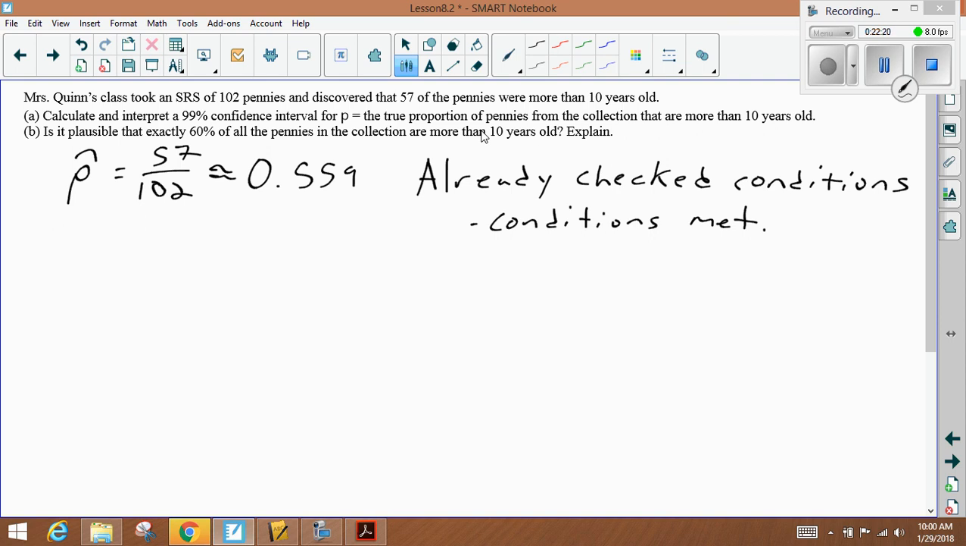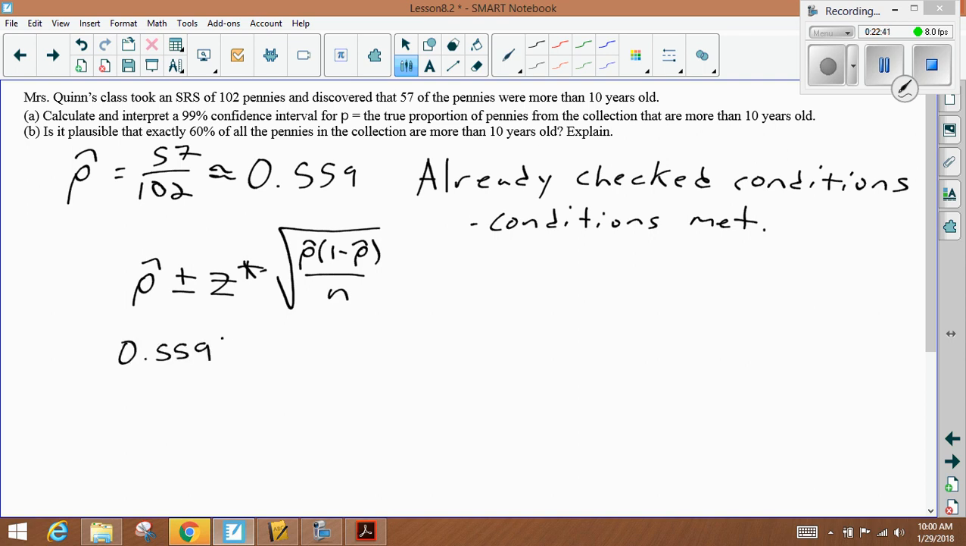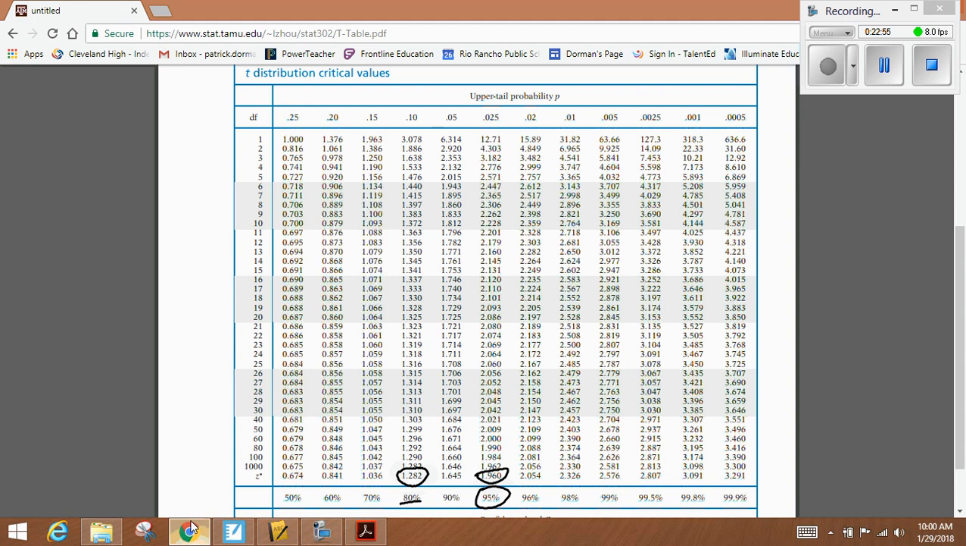All right, so let's go ahead and do this. We want p hat plus or minus z star times the square root of p hat times 1 minus p hat, over n. Let's construct this. That's going to be 0.559 plus or minus the z star critical value from our table, which is far more correct. This is in the back of your book, and I'll print one out for you tomorrow.